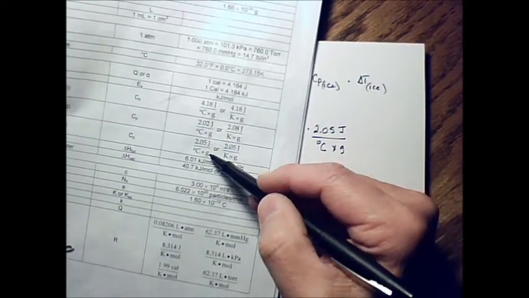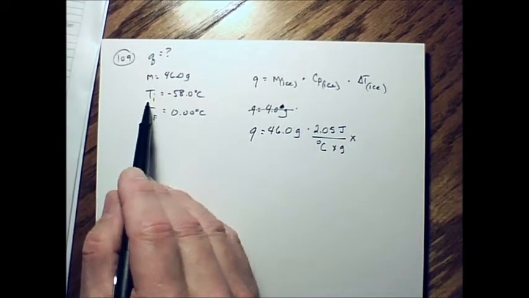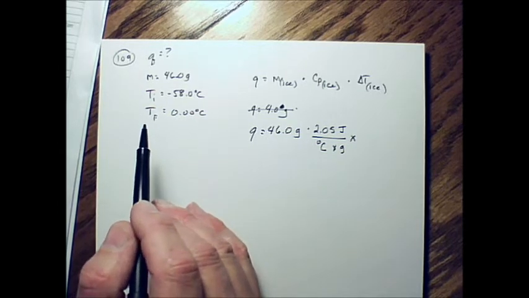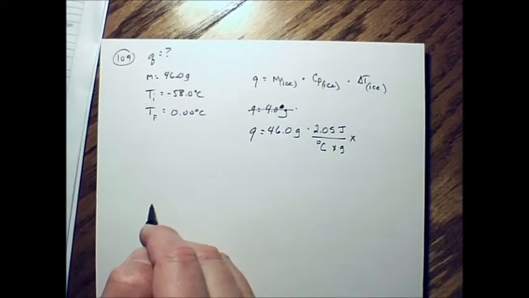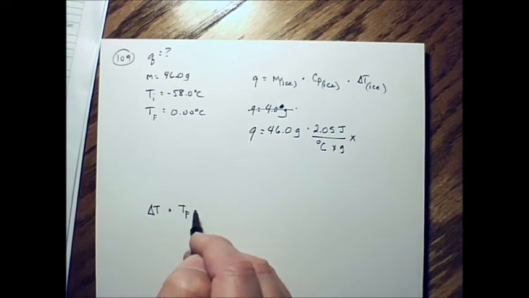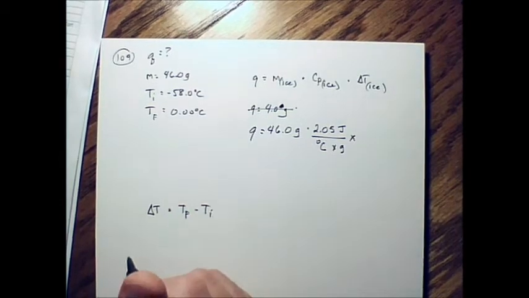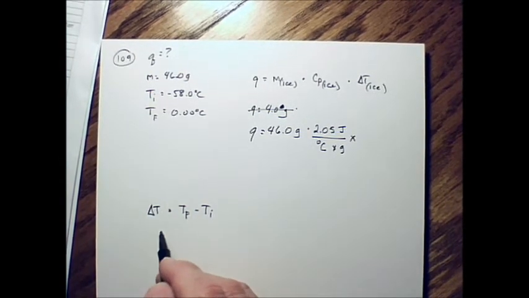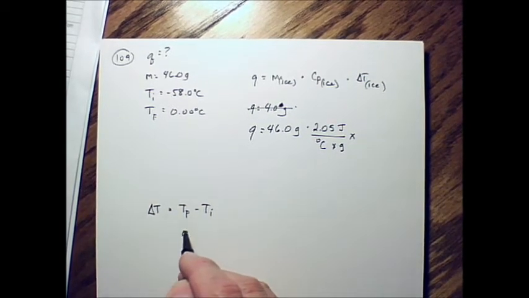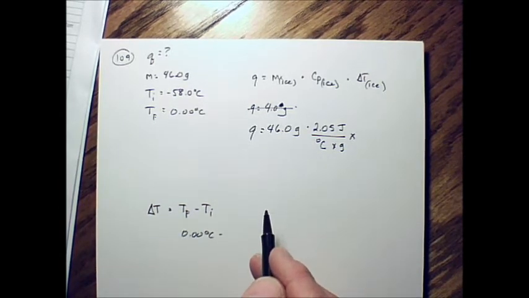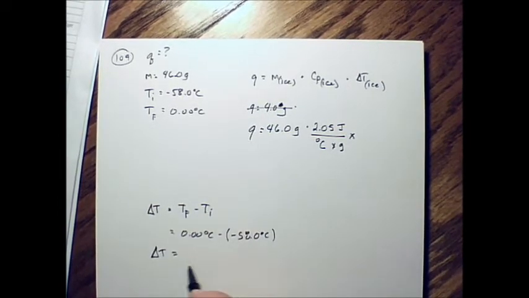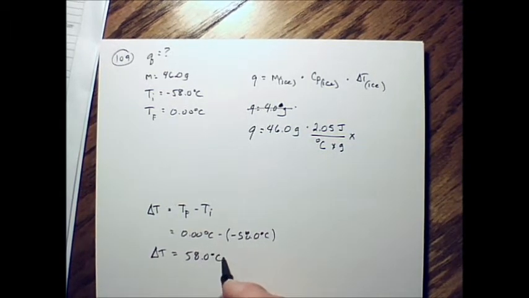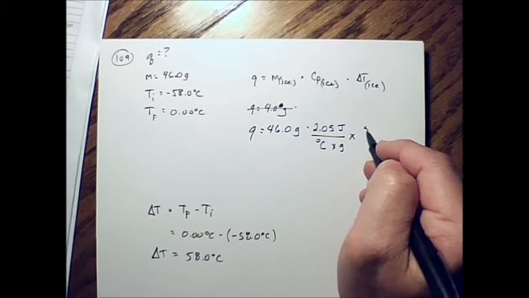So what's the change in temperature? If we're starting at an initial temperature of negative 58 and ending at 0, the change is 58 degrees C. Remember, delta T is equal to temperature final minus temperature initial. We did that in Unit 8. Temperature final is 0.00 degrees C minus temperature initial, negative 58.0 degrees C. So what is my change in temperature going to be? 58 degrees C, because negative minus a negative is a positive. So we plug that number in, 58 degrees C.